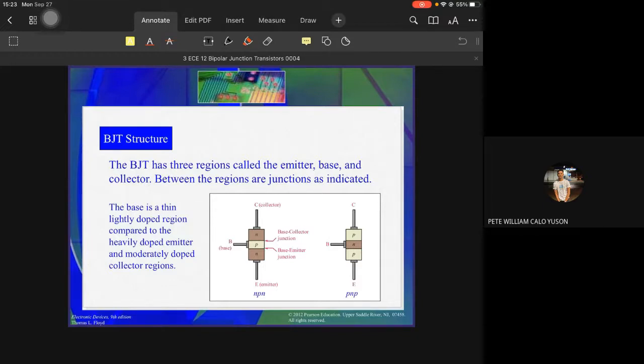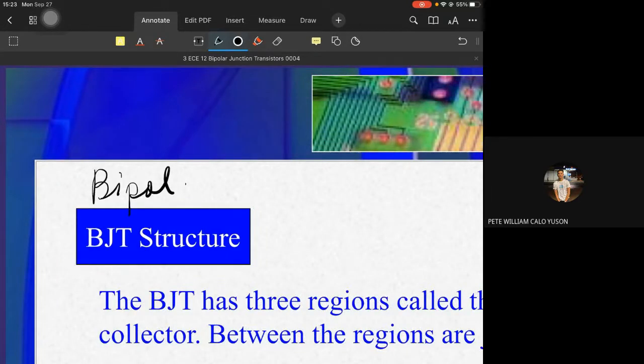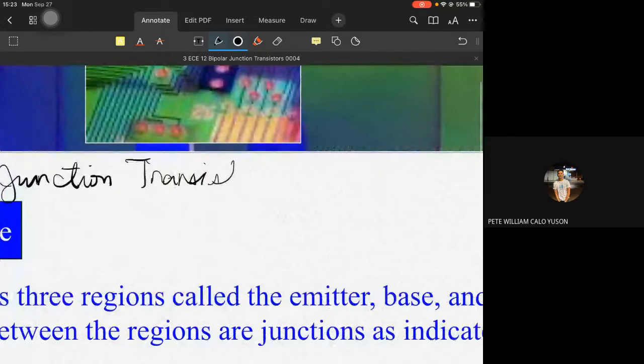The topic for this afternoon will be the basics of BJTs or Bipolar Junction Transistors. Bipolar Junction Transistors, BJTs.